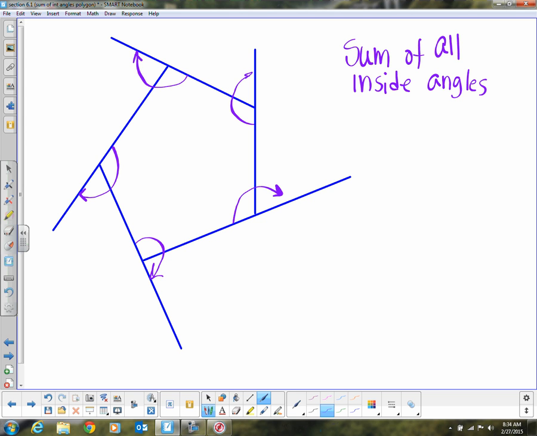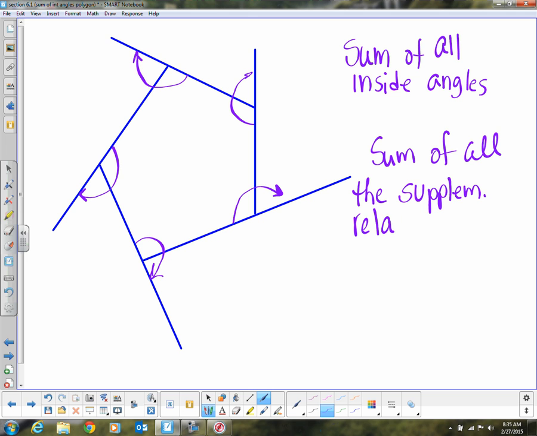Okay, so how many supplementary relationships do I have on my picture? And how many sides do I have? So if you've extended one side per vertex, that should work. So now what I want you to do is find the sum of all the supplementary relationships.